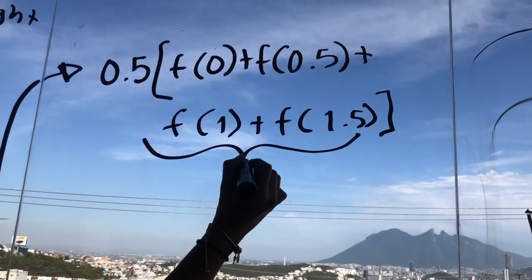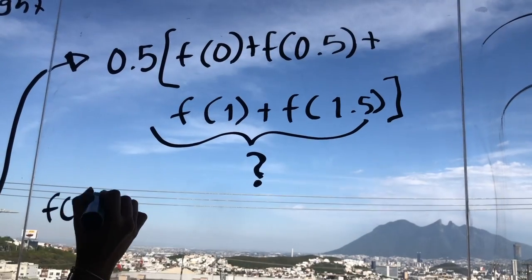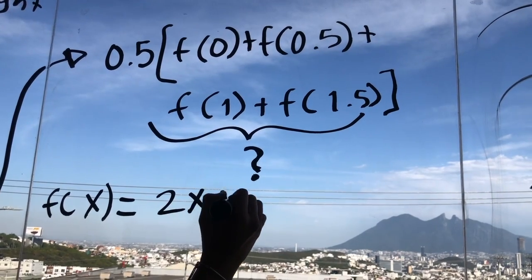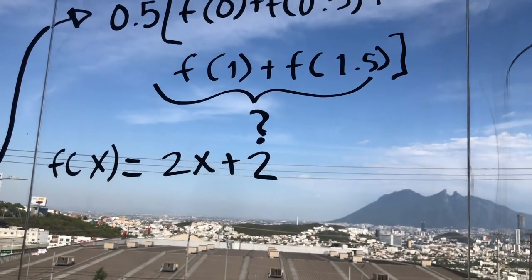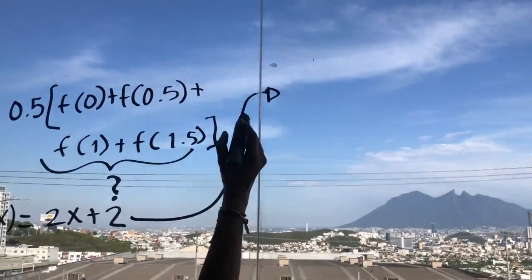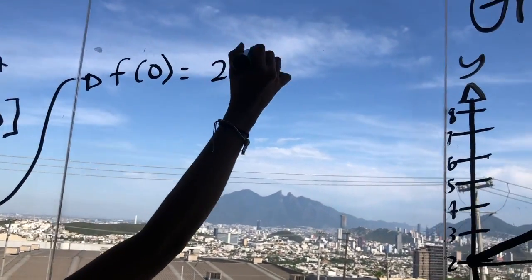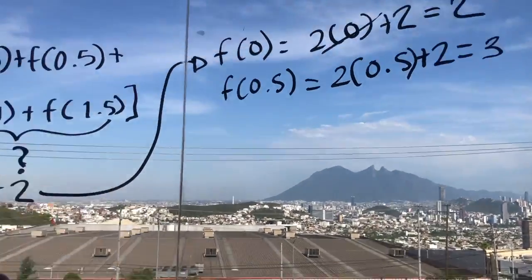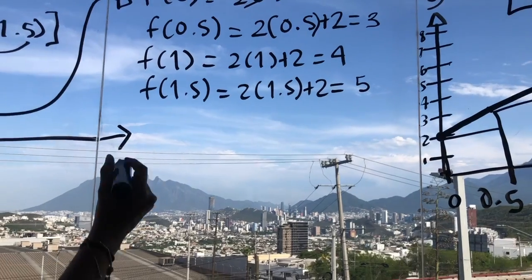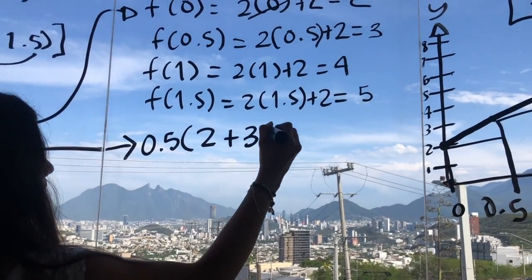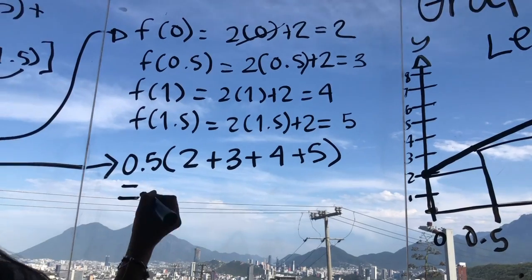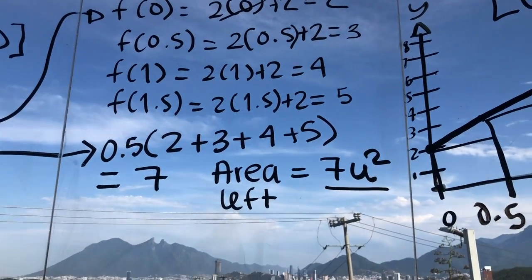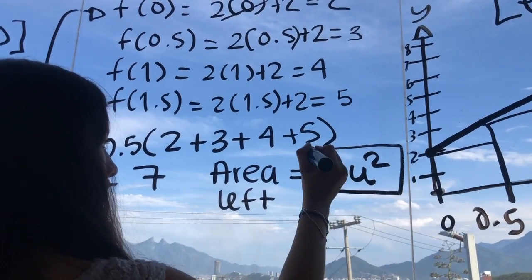But how do we get those f values? Let's remember the function is f of x equals 2x plus 2. So we just plug in the values like this. For example, f of 0 equals 2 times 0 plus 2 equals 2. And repeat with the other values. Once we have the values, we plug them into the formula and do the math. So the answer for the left area is 7 units squared, and that's it for the left hand.